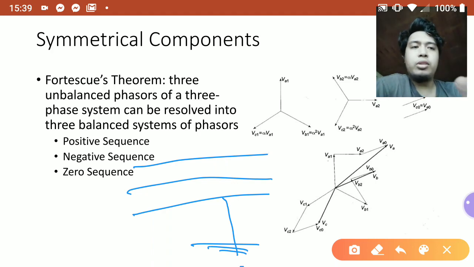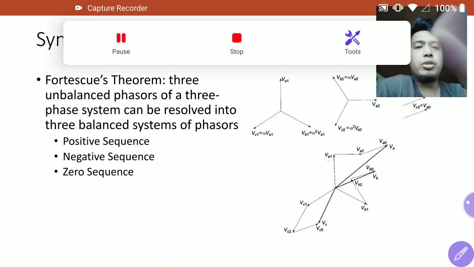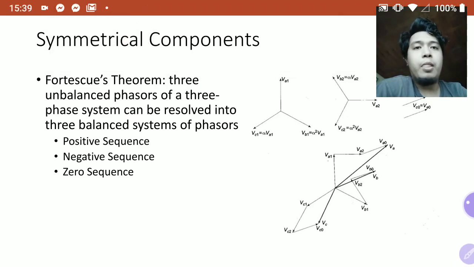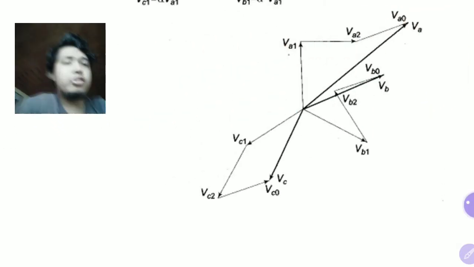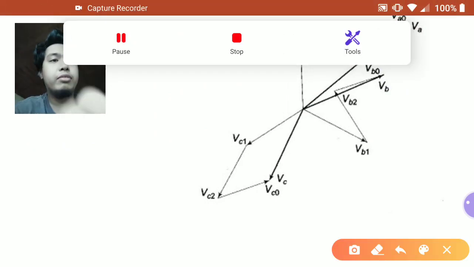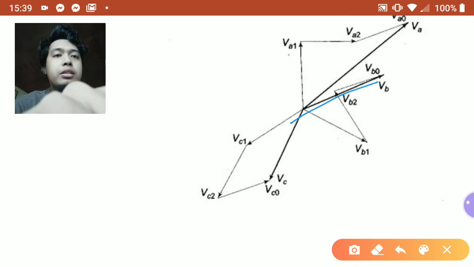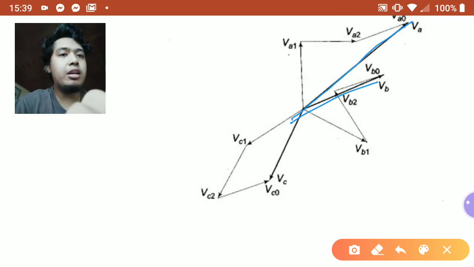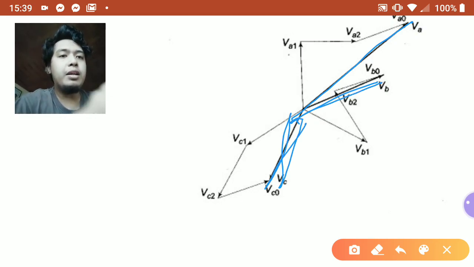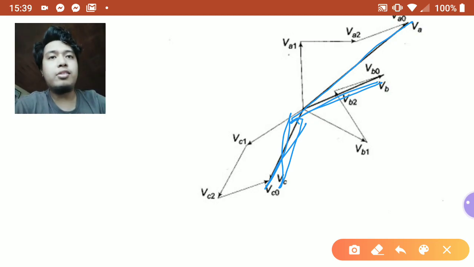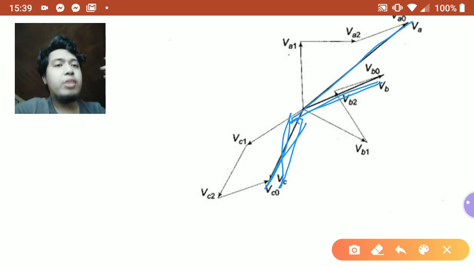So before we go into these types of fault, let me introduce you to Fortescue's theorem. So the idea of Fortescue is that if you have unbalanced phasors like this one, these are three unbalanced phasors. This is A, this is B, this is C. As you can see, A leads B, B leads C, so this is actually a positive sequence ABC system.